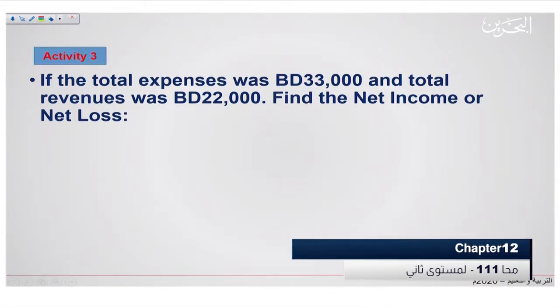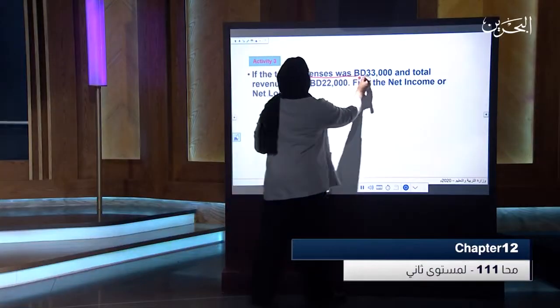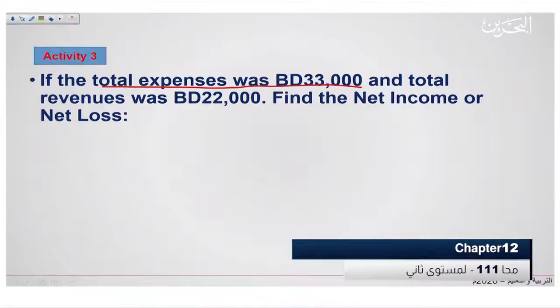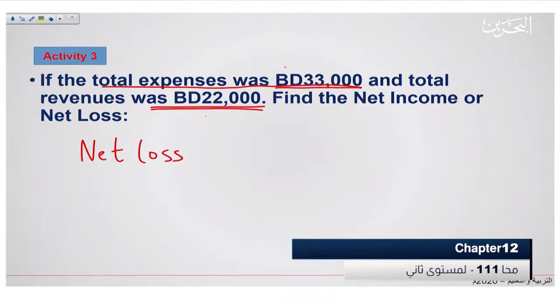Activity number 3. The total expenses were 33,000 BD. The total revenues was 22,000 BD. They want us to find whether it is a net income or net loss. So first of all, I will look at the total expenses, and as I can see, it is higher than the total revenue, which means the company is losing money. So I will write here net loss because the total expenses is higher than the total revenue.